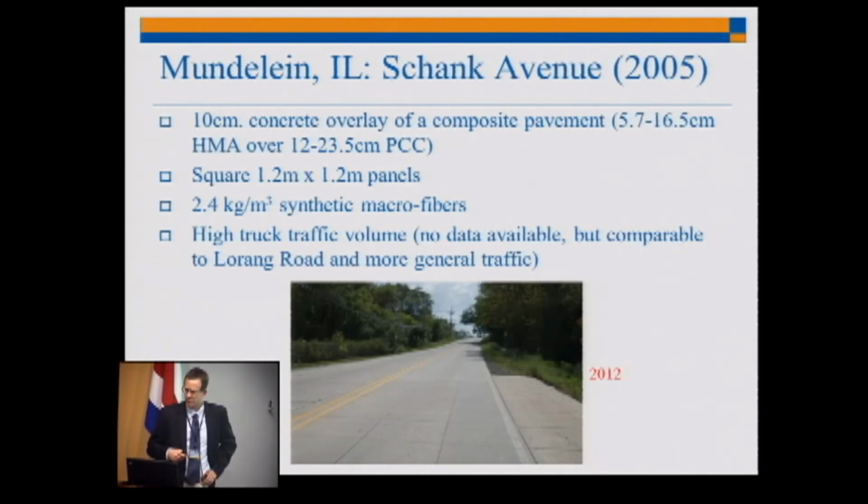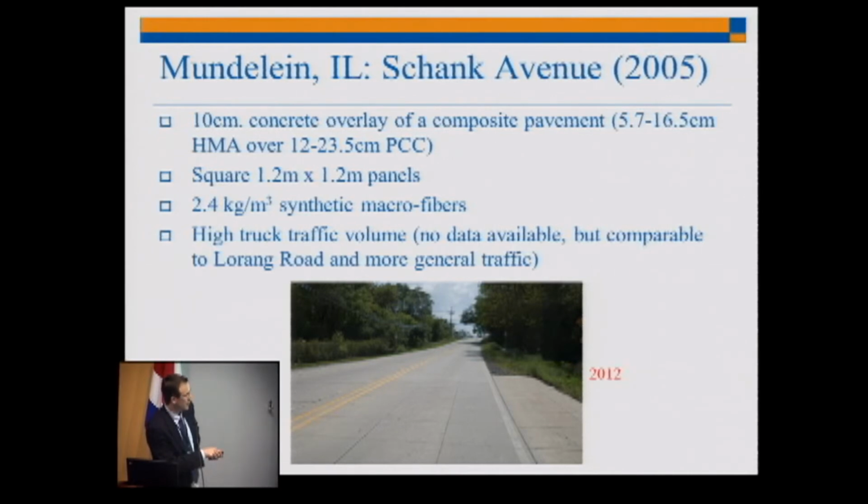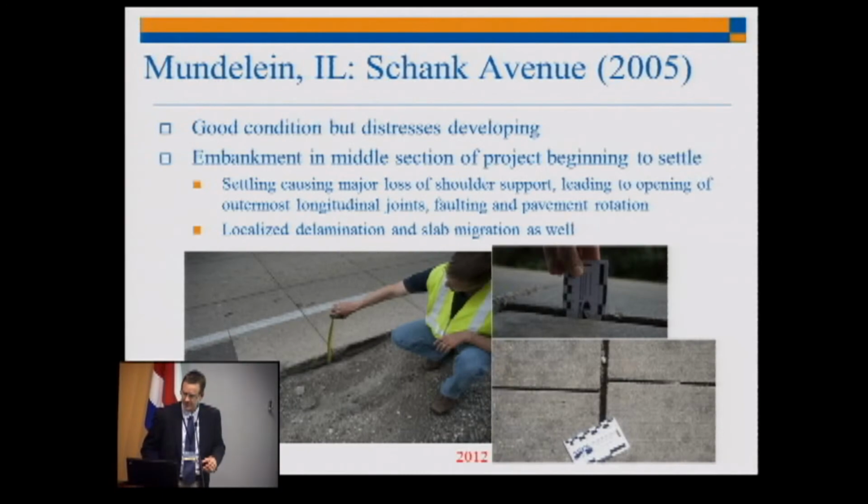This last project here was done in a very heavy truck traffic route, and it has a lot more distresses. This actually did have fibers, and this is an embankment area, so there is some settling of this roadway, which is causing some of the problems with this road, irrespective of the overlay. But overall, this looks pretty good. There are some distresses on the road.